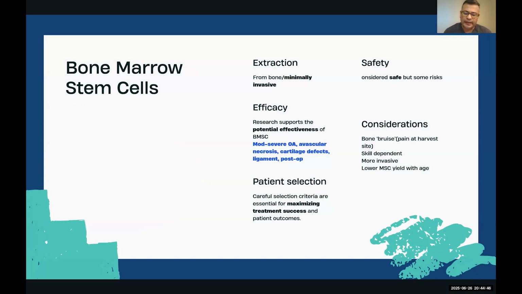It is quite safe. And the main concern is actually patients' fear that they think you're going to their spine, but in reality, you're going to a very, very safe area of the pelvis, not the hip. And, you know, some patients after 2 or 3 weeks still have some pain at the extraction site that feels like a bone bruise, right? It is skill dependent, but it can be easily learned. Another consideration you need to have is that as we age over time, yes, we accumulate more fat, but we actually have a lower mesenchymal stem cell yield from the bone marrow.